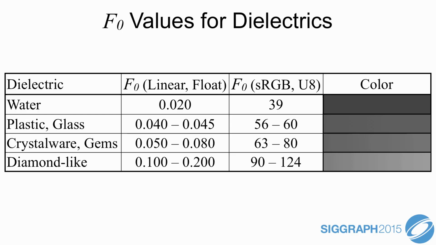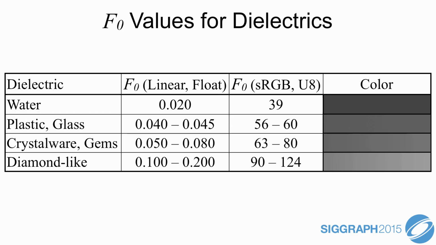Now, in this table, I'm going to group common dielectrics into categories of increasing F0 values. So we start with water, which at 2% is the darkest specular reflectance you're likely to see outside some custom anti-reflective coating. And common plastics and glass, and as I'll mention later, a whole bunch of other things are in this 4 to 4.5% range. I would look at the linear column because that's the amount of light actually reflected physically.